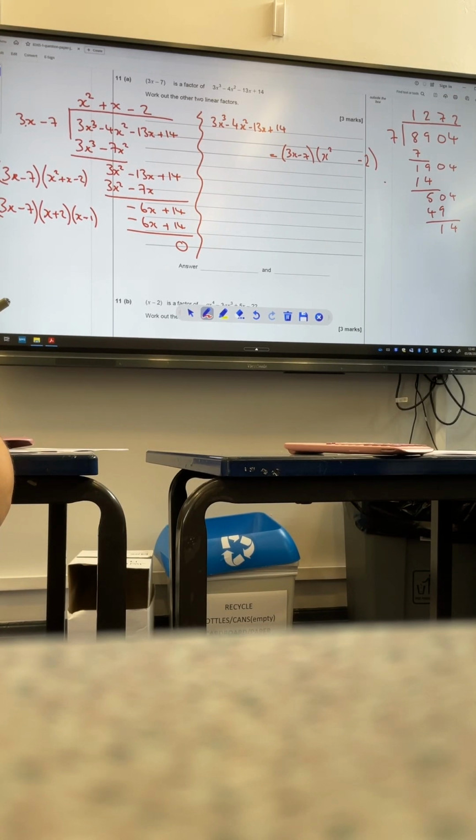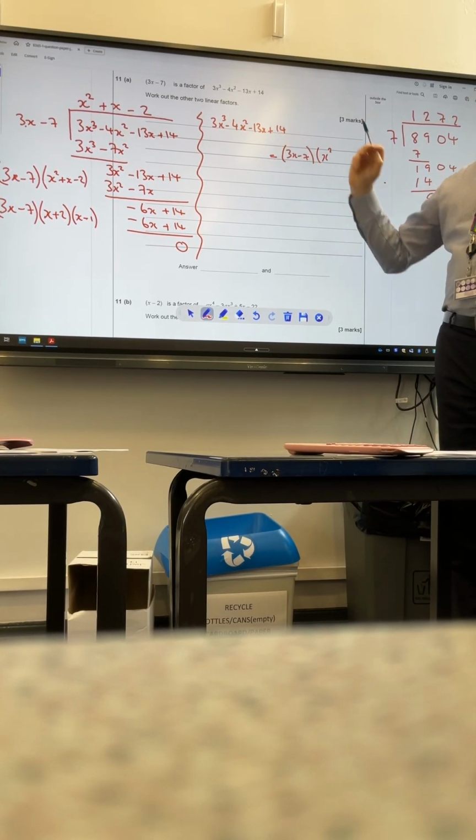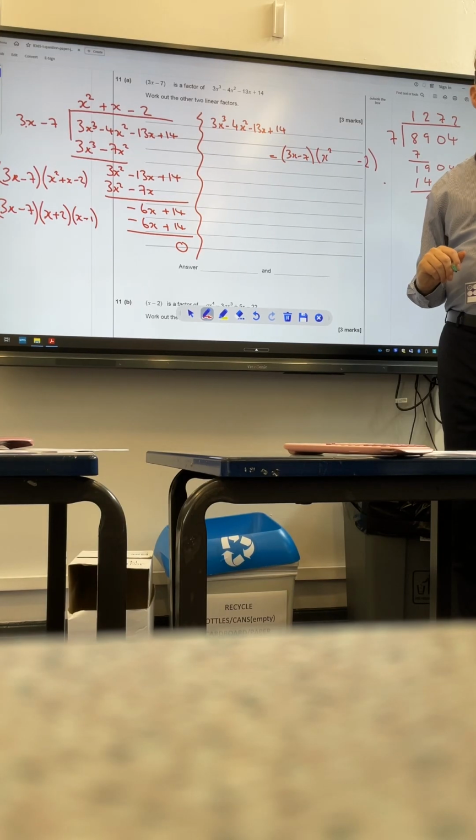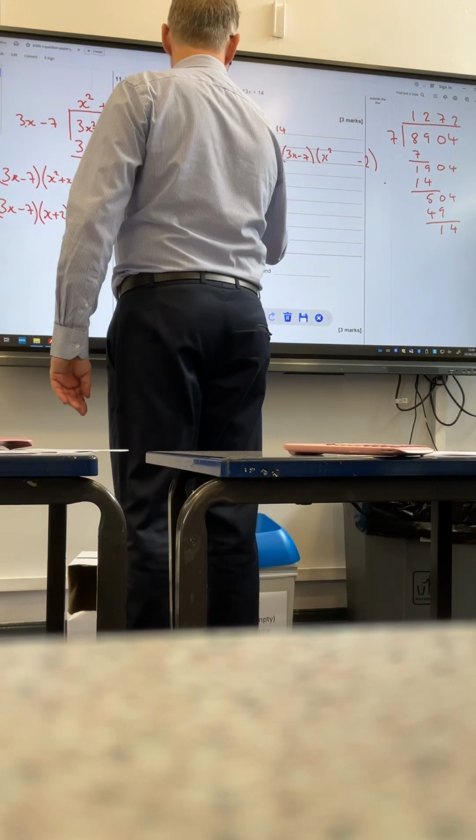And you can do it in a couple of ways here. We could either concentrate on the x squareds, or we can concentrate on the x's. I'm probably going to go x squareds first. Minus 4x squared. I've got to make minus 4x squared.